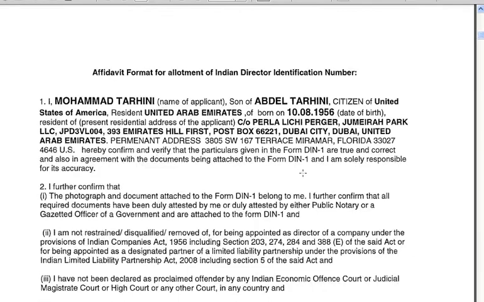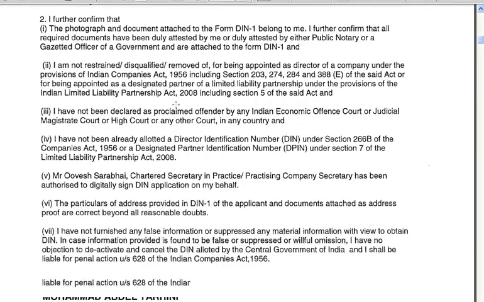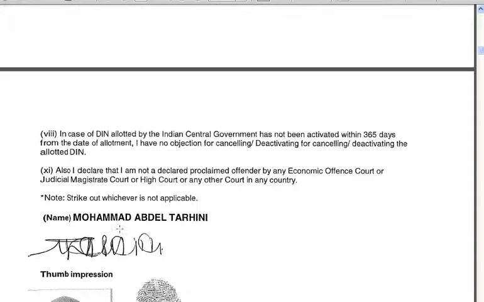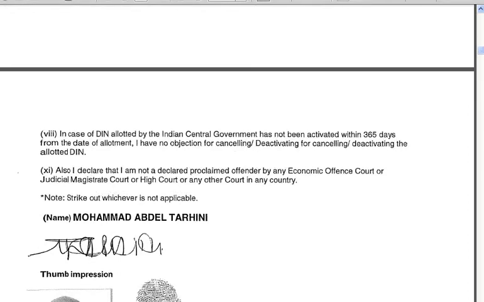In this file you can see this affidavit needs to be given by this person, where he is going to write his full name, his father's name, citizenship, residence address, date of birth. The present residential address is in United Arab Emirates, but the permanent residential address is in the United States of America. So you need to mention both addresses. Then you need to sign this application. You need to stick your photograph, as well as your thumbprint.